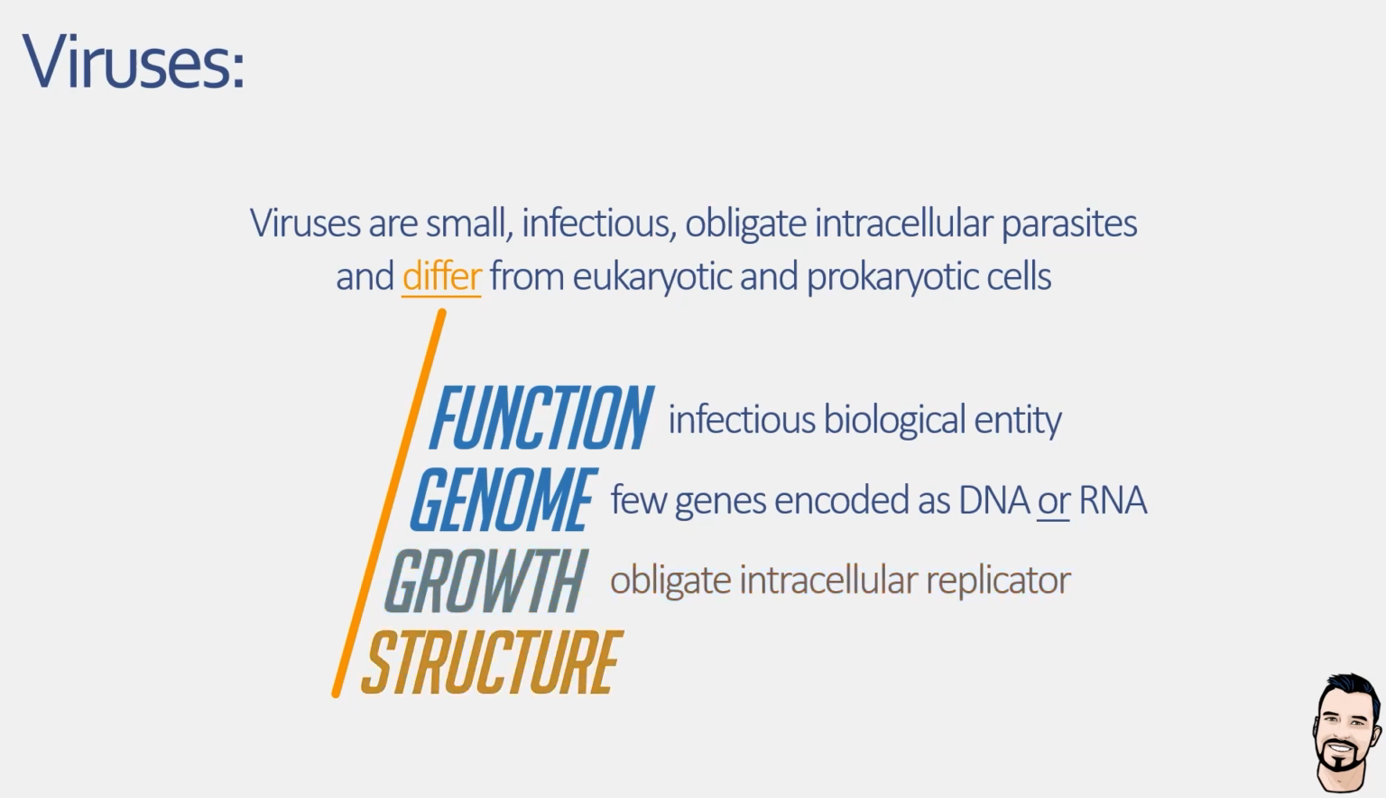And finally, viruses, unlike prokaryotic and eukaryotic cells, don't have proper cellular organization. They're what we call acellular, lacking some of the basic components of cells such as membranes, organelles, and ribosomes. Essentially, in their most basic form, they are a set of genetic instructions wrapped in a protein coat.